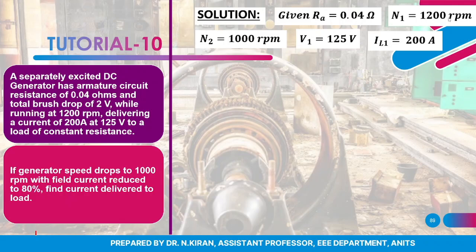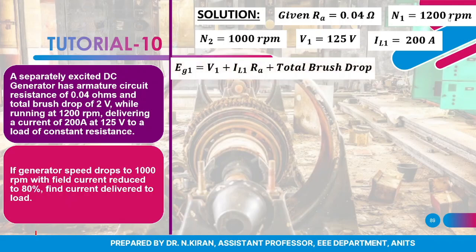Here the load is again of constant resistance. If the speed drops to 1000 rpm, so N2 is 1000 rpm, and field current is reduced to 80%. In the previous sum field current was unaltered, so that is why flux was taken as constant. But in this case field current is reduced to 80%, so flux is no longer constant in this sum. Find the current delivered to the load.